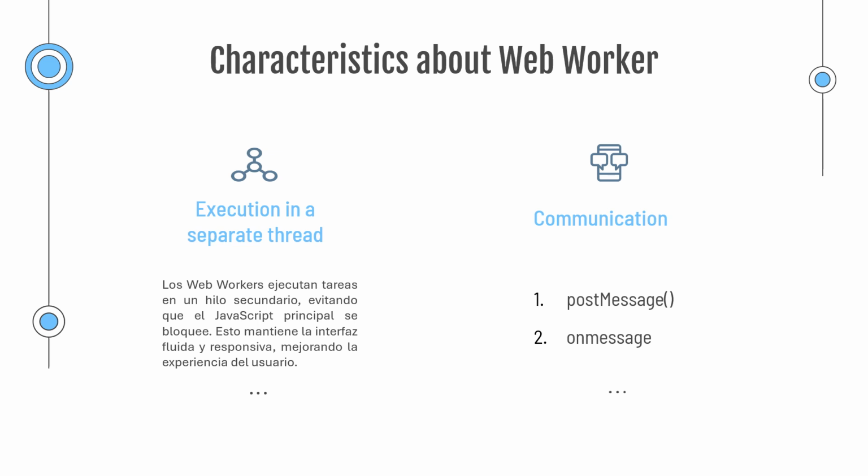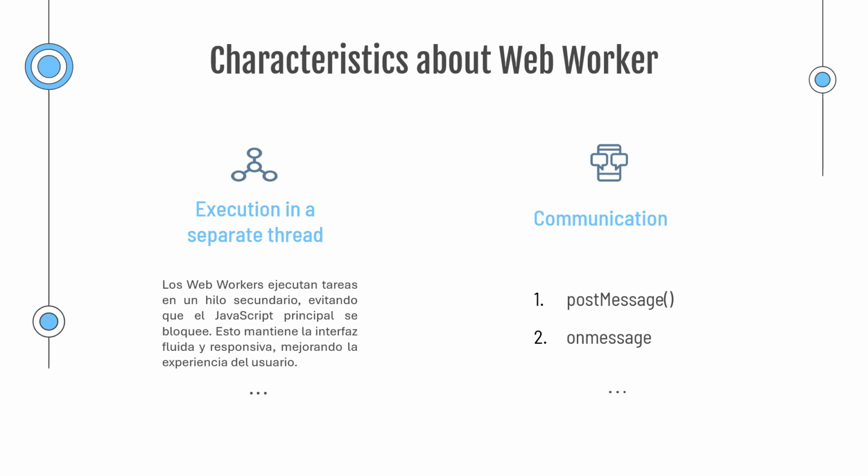The web worker solves this problem by running tasks in a separate thread, independent of the main one. This allows the main JavaScript thread to continue responding to user interaction without interruptions. While the worker handles heavy processing in the background, the interface remains smooth and responsive, providing a better user experience.